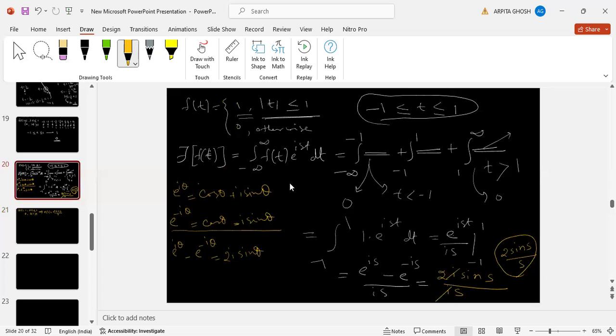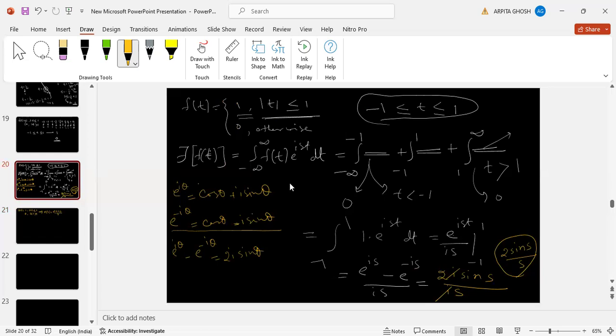Integrating e to the power ist, you said e to the power ist by is between -1 and +1. Now we are putting t equal to 1, next we are putting t equal to -1. So it's e to the power is minus e to the power minus is by is.